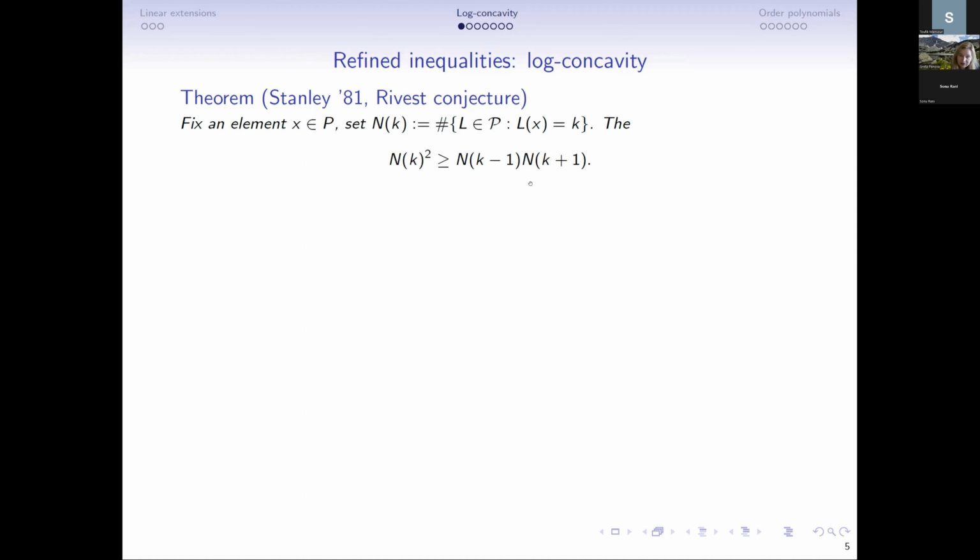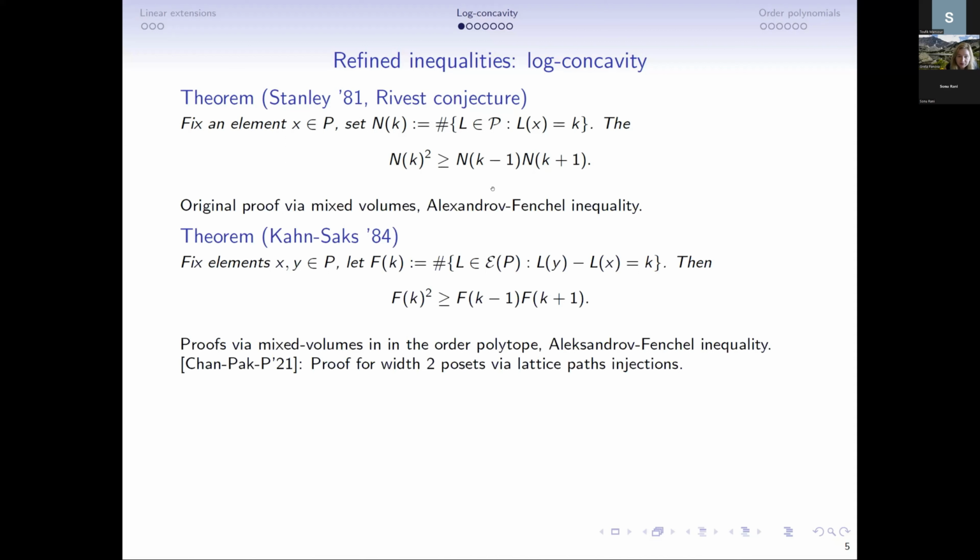So this log concave inequality says that n_k squared is greater than or equal to n_{k-1} times n_{k+1}. Or, while log concave, if we take logarithms on both sides, then this function is concave. So this log of n_k is actually a concave function. And here are some generalizations of this fact.